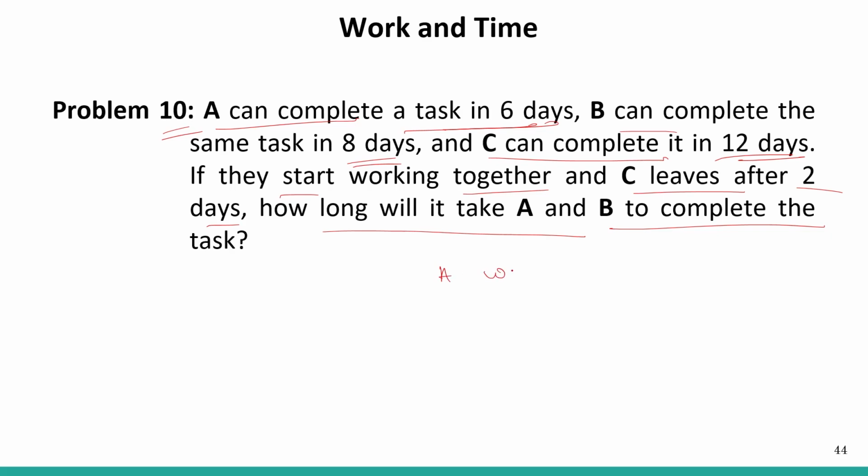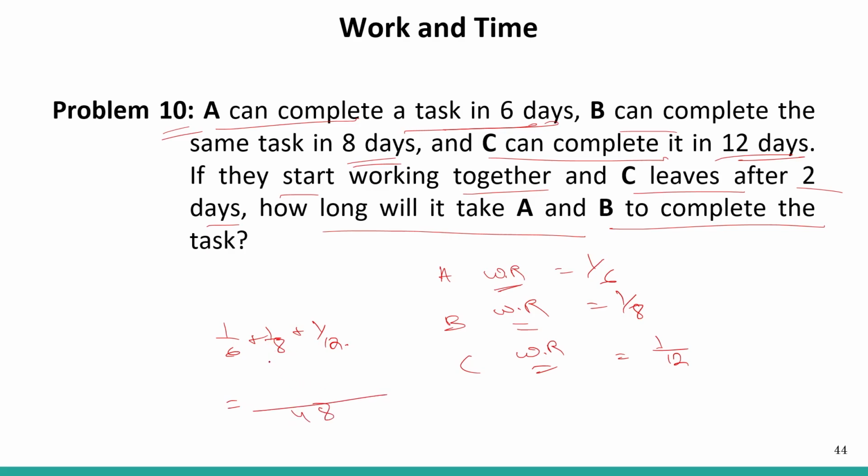So A's work rate is equal to 1 by 6. B can complete the same task in 8 days, so B's work rate is equal to 1 by 8. C can complete it in 12 days, so his work rate is 1 by 12. Let's say they start working together. So 1 by 6 plus 1 by 8 plus 1 by 12, right? For 6, 8, 12, 48 becomes the LCM. So this will be what? 8 plus 6 plus 4, which is 14 plus 4 is equal to 18.